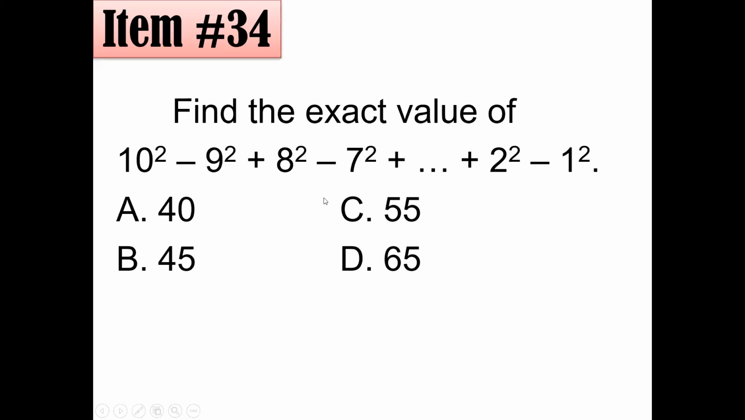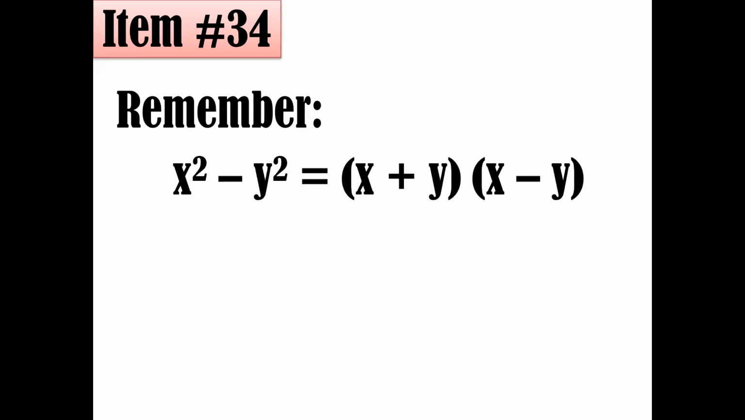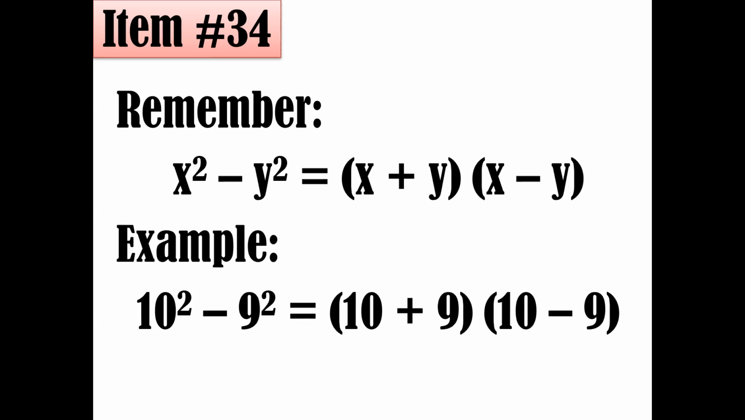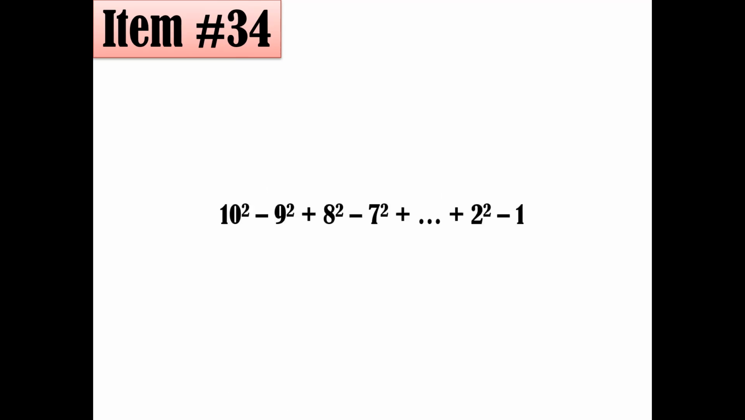Okay, sabi ni Ma'am Jackie Lou, it's 10 plus 9 plus 8 plus 7 all the way until 3 plus 2 plus 1 daw. And let's see, remember that x squared minus y squared is equal to x plus y times x minus y. For example, if you have 10 squared minus 9 squared, x here is equal to 10. The y here is your 9. By applying this principle, it becomes 10 plus 9 times 10 minus 9.